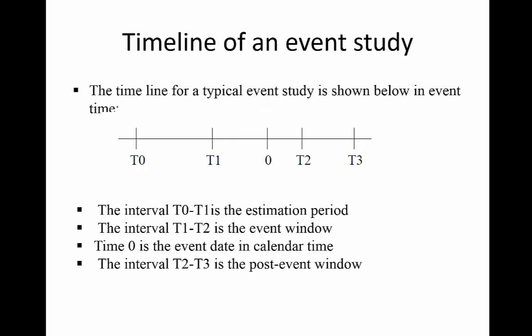The timeline of an event study looks like this. The interval T0 to T1 is the estimation period. For us, this is going to be about a year. The interval T1 to T2 is the event window, and this is a 6-7 day period, sometimes a little bit more than that, around the actual event date. And then finally, T2 to T3 is the post-event window, and this can actually be over several years.